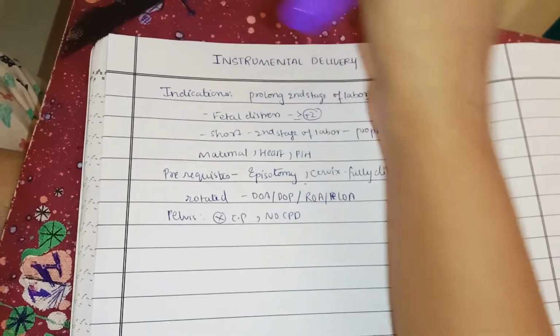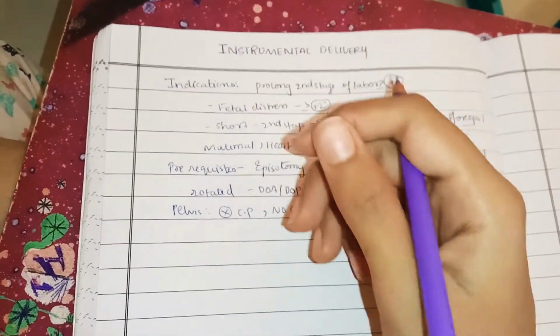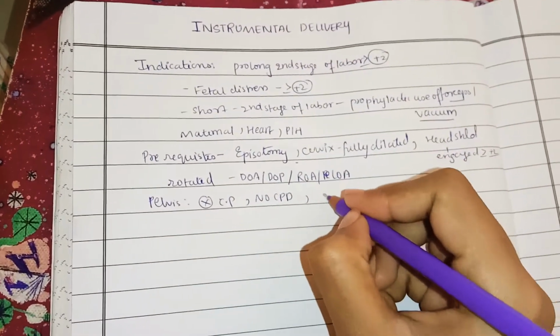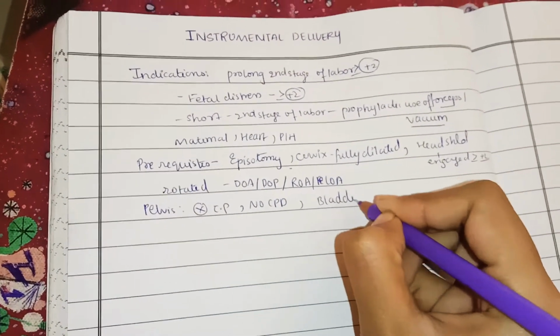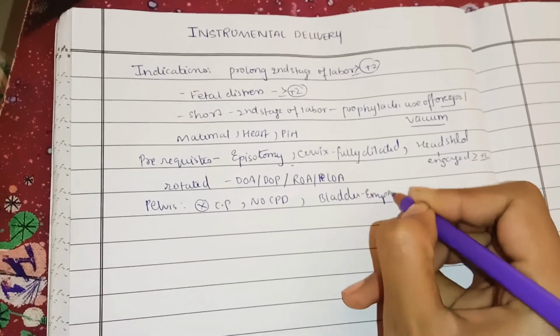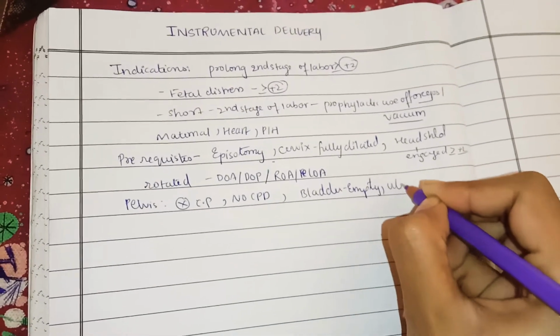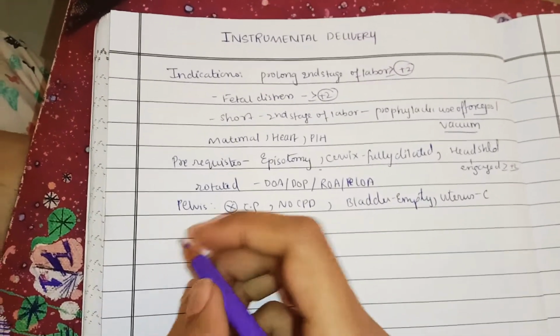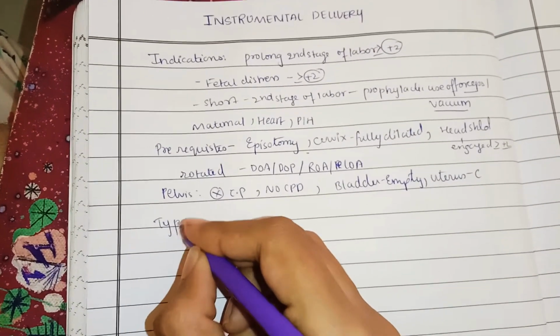And coming to the uterus, the uterus should be contracting. Of course, when the uterus is contracting, it will be easy for you to drag the baby with the help of instruments. And of course, the bladder should be empty. So the bladder should be empty and the uterus should be contracting. C means contracting.